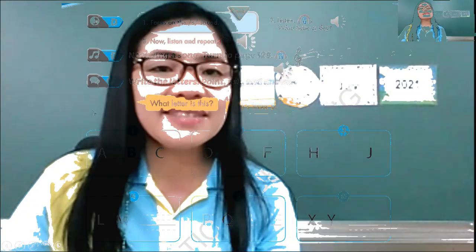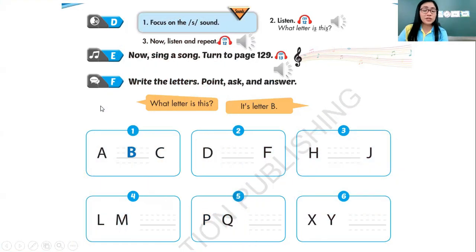Continue our lesson. Let's go back to our student's book on page 9, letter F. Write the letters, point, ask, and answer. What letter is this? It's letter B. That is in number 1. So you will do it yourself in number 2, 3, 4, 5, and 6. And Teacher Grace will check it, okay, when you submit it to me.